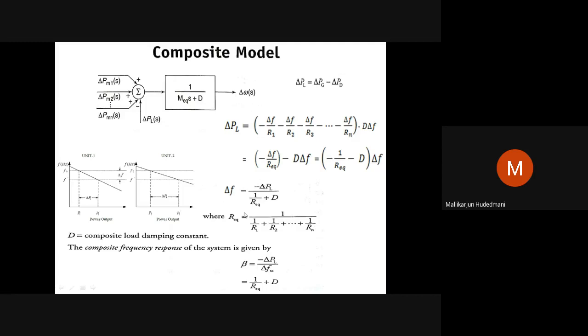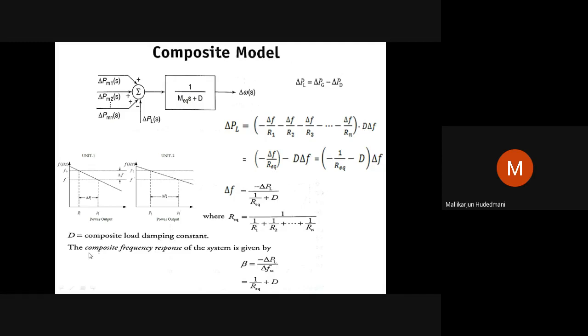So this is how the deviation in frequency experienced by a composite model can be concluded simply through 2 or 3 steps. Now in this, D is called the composite load damping constant. Now I have several generators pumping energy, and the area is drawing the power and delivering it to the load. Loads are sensitive to frequency by D. For a change in frequency, how is the change in load? That is put by D, dou PL by dou F, or delta PL by delta F.